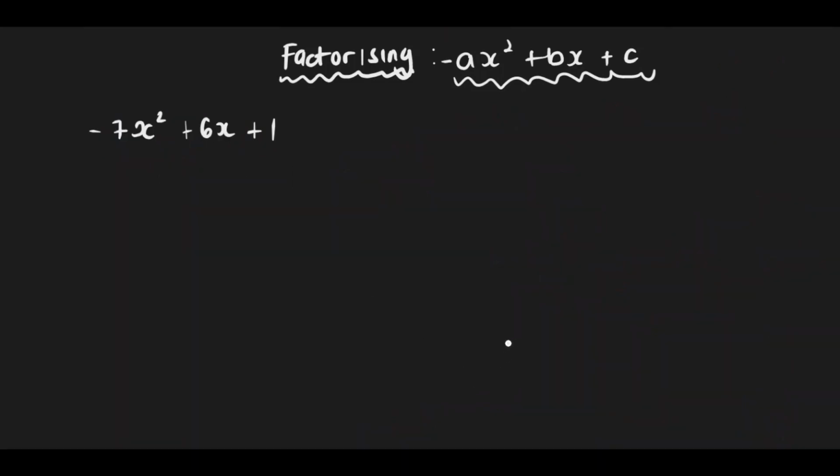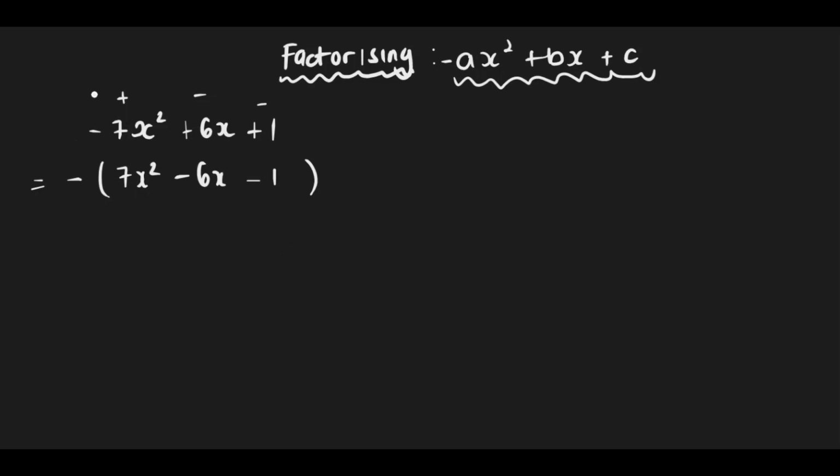Now let's look at this example. Now let's look at the situation where our a is no longer positive but negative. So we're going to do the same thing that we did when a was negative 1. We're going to take out the negative sign outside. When we take out the negative, the signs of everything in the expression are going to change. The ones that are negative become positive, and the ones that are positive become negative. So it's going to be 7x squared minus 6x minus 1.